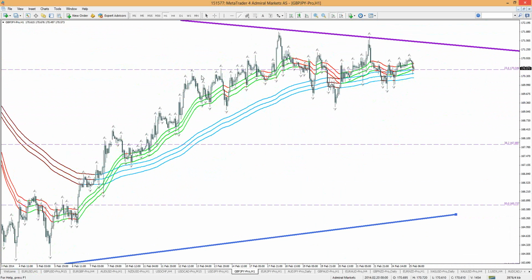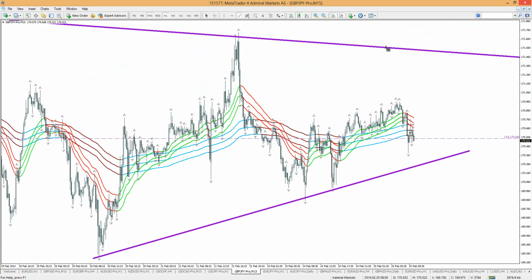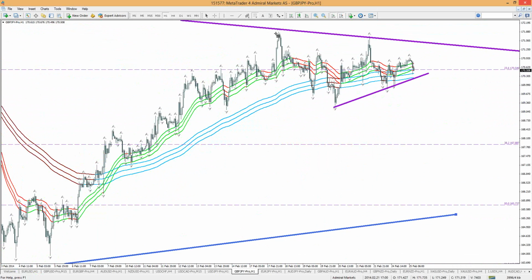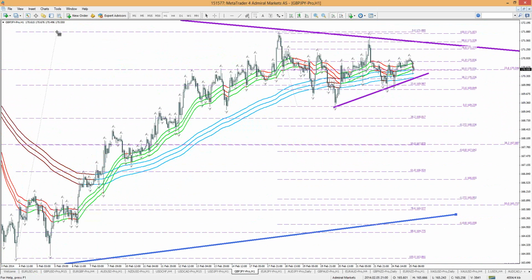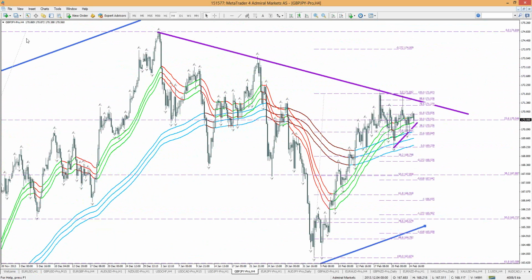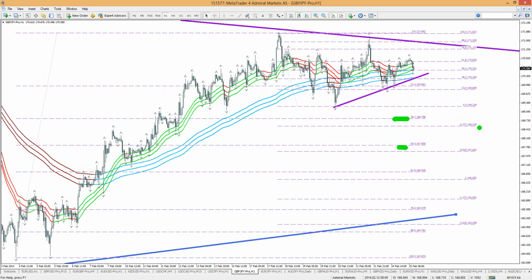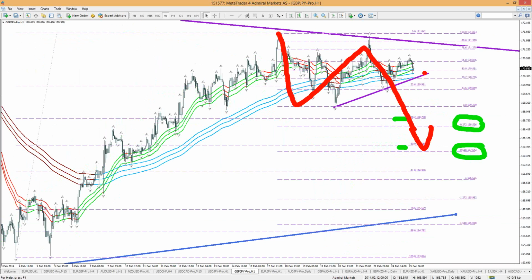If that support level were to break, maybe, just maybe, there's a potential for price to retrace lower. For instance, down to this level or this level as a retracement. Let's take a look at this. We see 38.2 fib and a 50 fib here together with the minus 272 and the minus 618 of this retracement fib. That could happen if we break this support line.